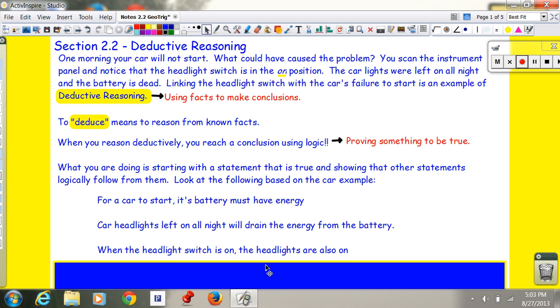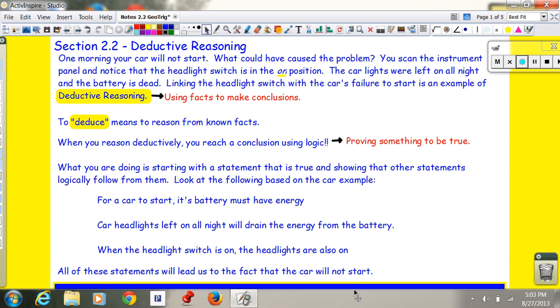And then the last one we could put down is that when a headlight switch is on, the headlights are also on. That's a fact. If you have the headlight switch on, the headlights are on for your car. That's a fact. So all of these statements will lead us to the fact that the car will not start.